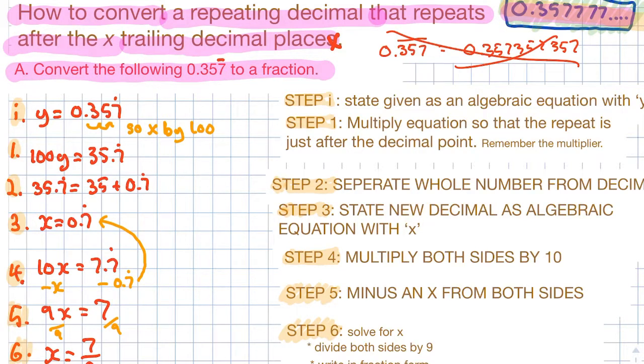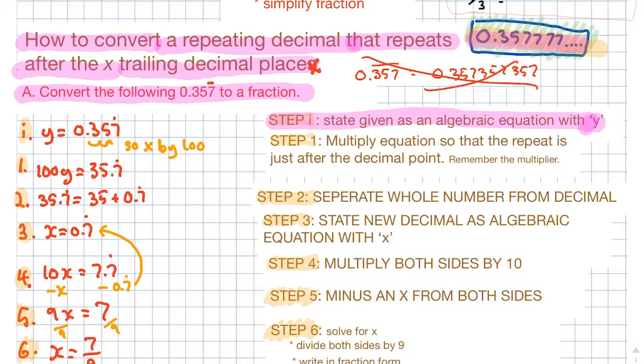And step little one, because I forgot. Step little one is state the given as an algebraic equation with y. And you'll see why we use y in a minute. So that is very simple. The given information is 0.357 repeat. You just put the y before it, so y equals 0.357 repeat, and the process is started.